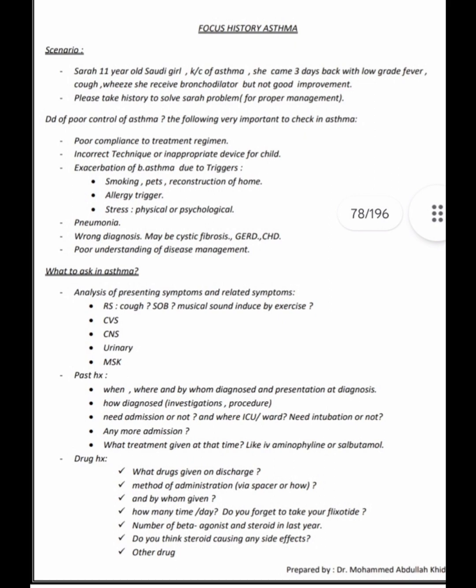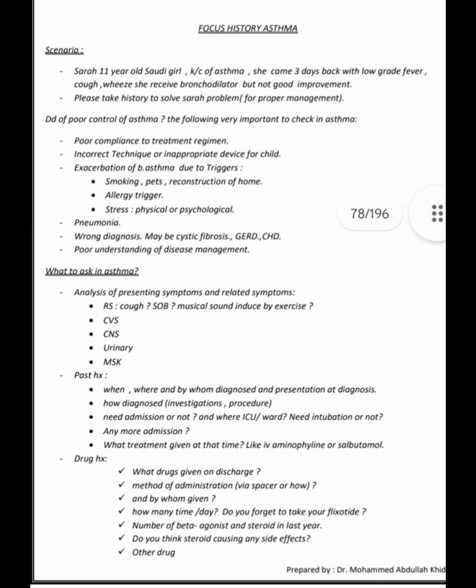Now, past history. In past history we will ask about asthma: when, where, and by whom diagnosed, and presentation at diagnosis. How it was diagnosed, investigations and procedures. Did it need any admission or not, and where, ICU or ward; did it need intubation or not; any more admissions. What treatment was given at the time, like IV aminophylline or salbutamol.